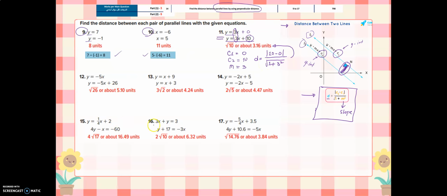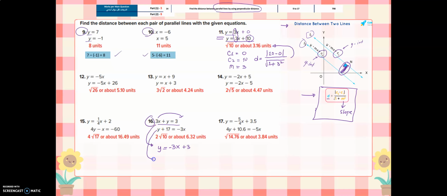Okay, so let's try to take example 16. So for this example class, as you can see, it's not written in slope-intercept form. How are we going to tackle this? So first, write the equation in slope-intercept form. So we have here y is equal to 3x, 3x is going to be a transpose method, okay? So transfer it to the other side of the equation, becomes negative 3x plus 3. So this is the same as this equation.